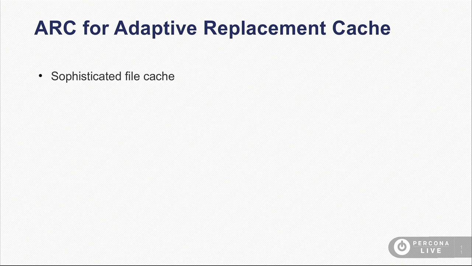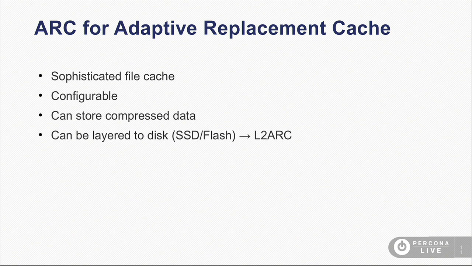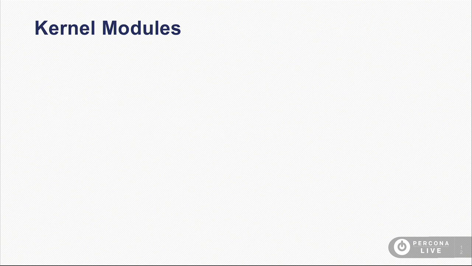One of the features of ZFS is the ARC, the adaptive replacement cache. It's the ZFS file cache. It's rather sophisticated. It's configurable. What's specific about ZFS is that the cache is compressed, so it stores the data compressed in the cache. So even though you have a 1 gig cache, you may be storing 2-point-something gig easily, especially with a database workload. And it can be layered on disk if you have flash devices that have a low latency for reads.